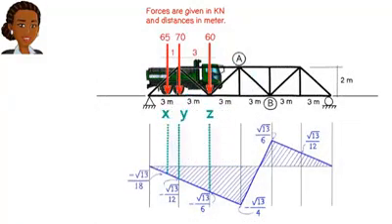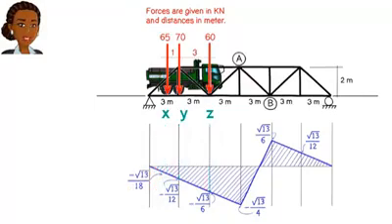But what do these values represent? This value means that if we place a unit load at Z, the resulting axial force in member AB would be this. Similarly, if we place a unit load at Y, the resulting axial force in AB would be this. And if the unit load is placed at X, we get this for the axial force in AB.